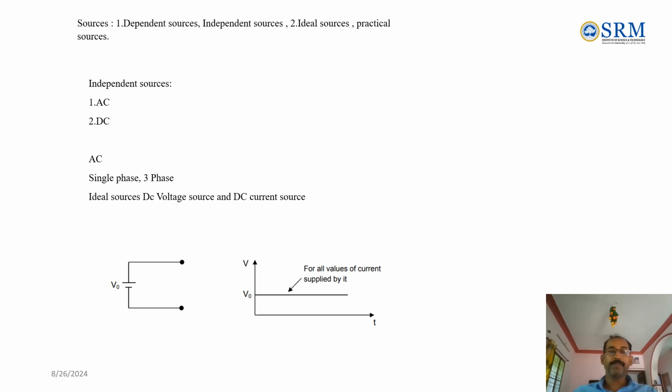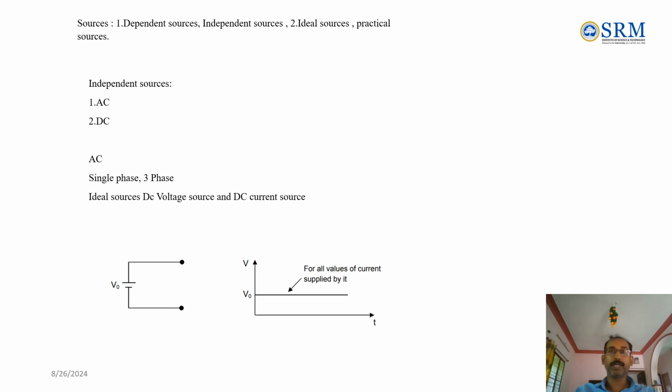Let us see the various types of sources. What are the various types of sources? We have dependent sources as well as independent sources. In addition to that, you can distinguish them into ideal sources as well as practical sources. What is the difference between ideal and practical sources? An ideal source is one in which the internal resistance is zero.